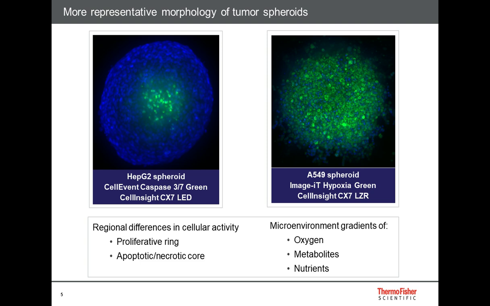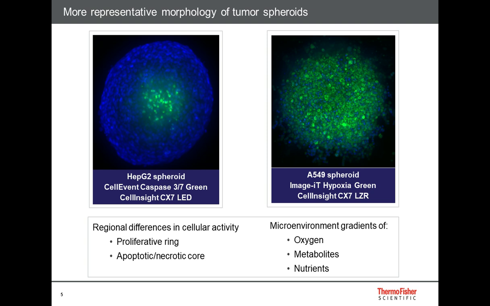We expect in a 3-dimensional model to see a more representative morphology that better relates to an in vivo tumor, where we can see the reproduction of characteristic differences in cellular activity. On the left here, we see a difference in proliferative ring. So we can see in green, as illuminated by our CellEvent Caspase-3/7 Green reagent, we're able to visualize the apoptotic or necrotic core, those cells that are isolated from growth factors and oxygen and become necrotic.